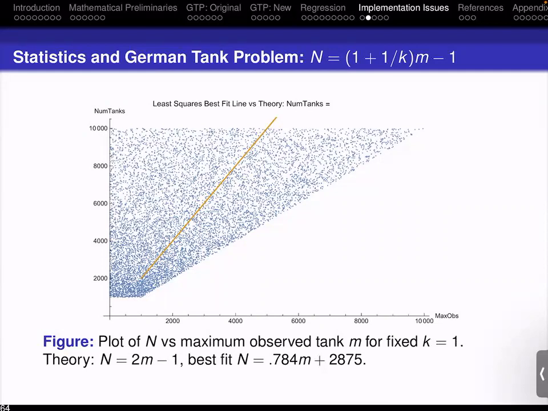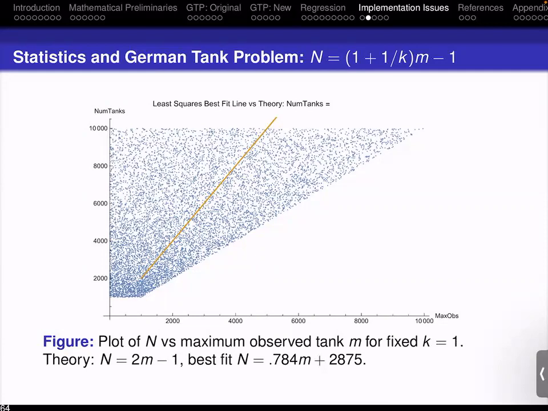All right. So let's try to guess what the relationship will be in the German tank problem. So we know n is equal to 1 plus 1 over k, times m minus 1. Let's see if we can see that from the data. My x-axis is going to be k. It's the max. It's the number of tanks we observe. I'm sorry, no. Here, k is 1. K is fixed. The x-axis is m, the largest serial number observed. And the y-axis is n, how many tanks there are.